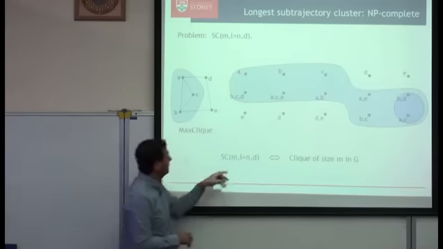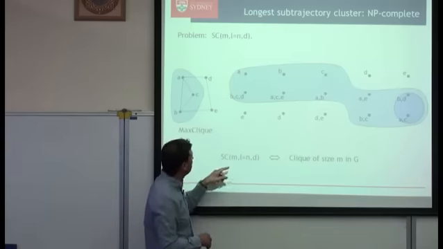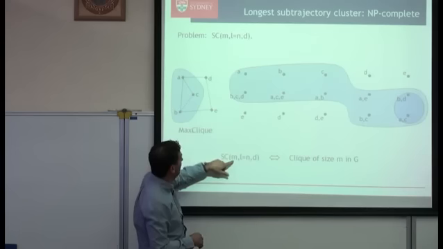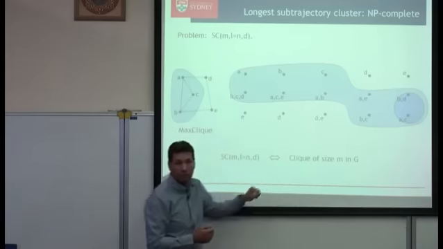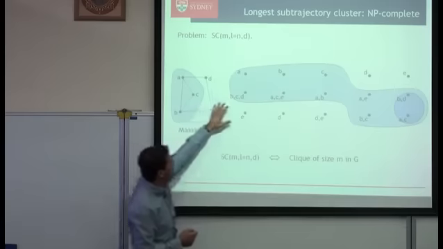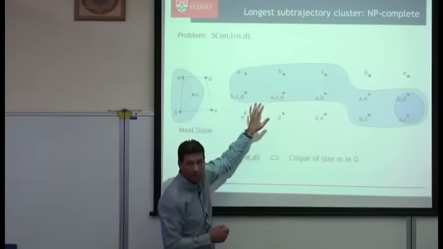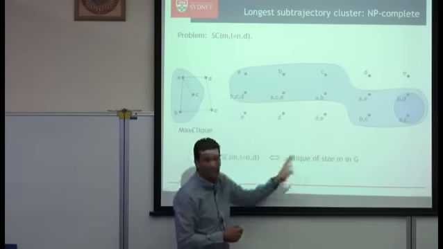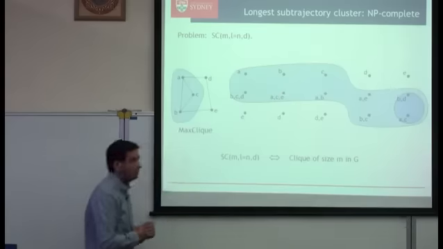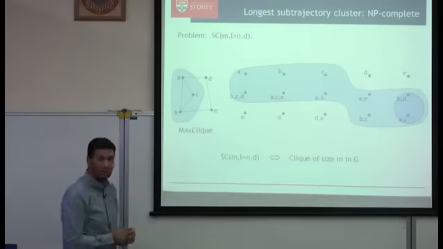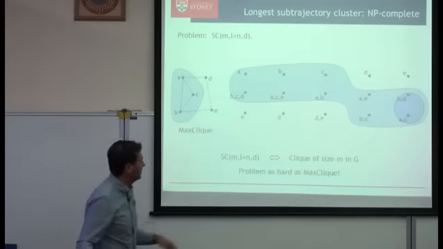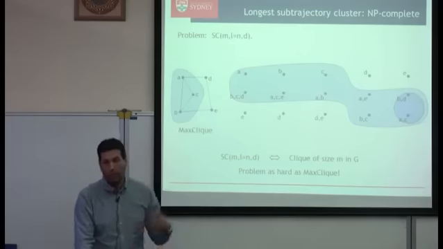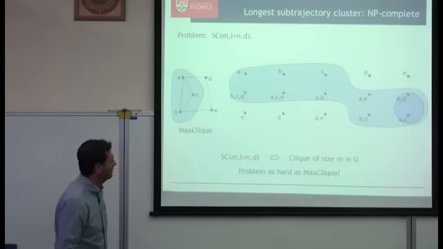It's easy to see that if I set the subtrajectory cluster to be of size M, then I will get a clique of size M. So if there exists a subtrajectory cluster that contains M trajectories, then I will get a clique of size M. Is that clear? So the problem is as hard as max clique. If I can solve this problem, I can also solve max clique.